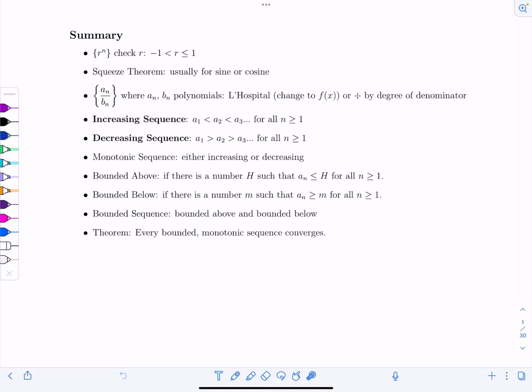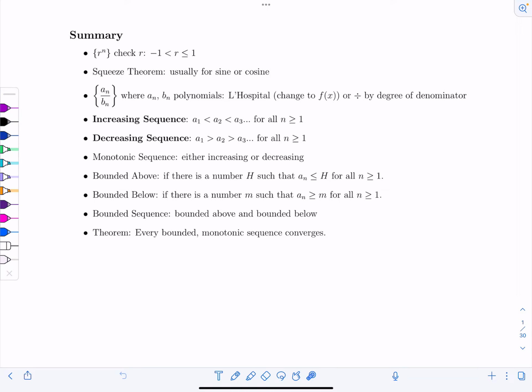An increasing sequence is a sequence whose terms keep getting bigger and bigger. Decreasing, they get smaller and smaller. We'll look at that in a little bit. If you have a sequence that's either increasing or decreasing, it's called monotonic.